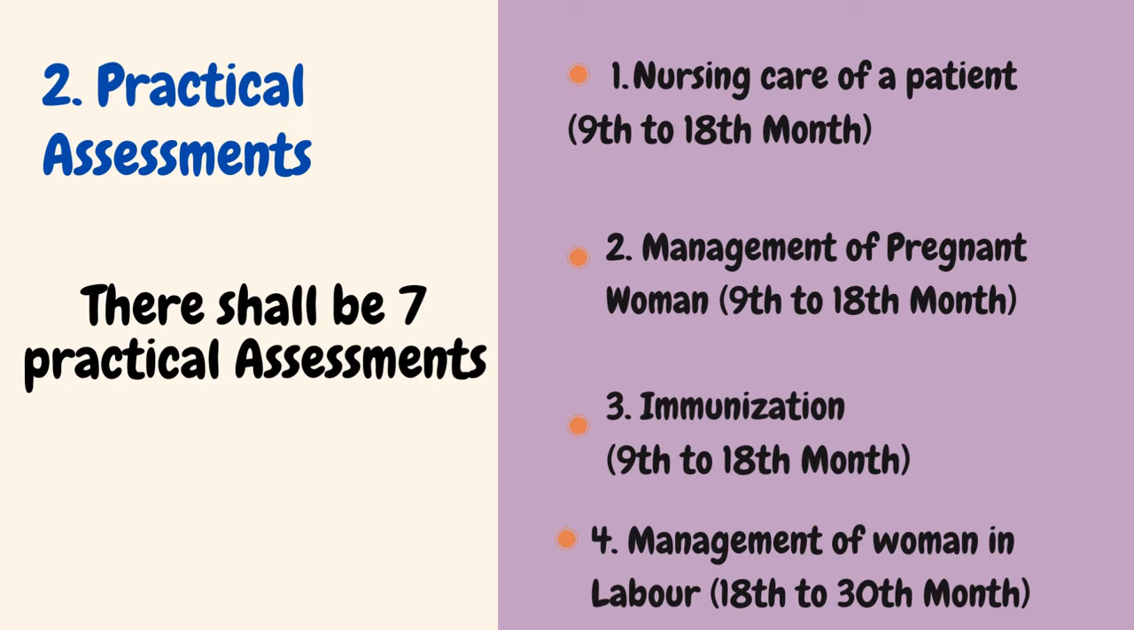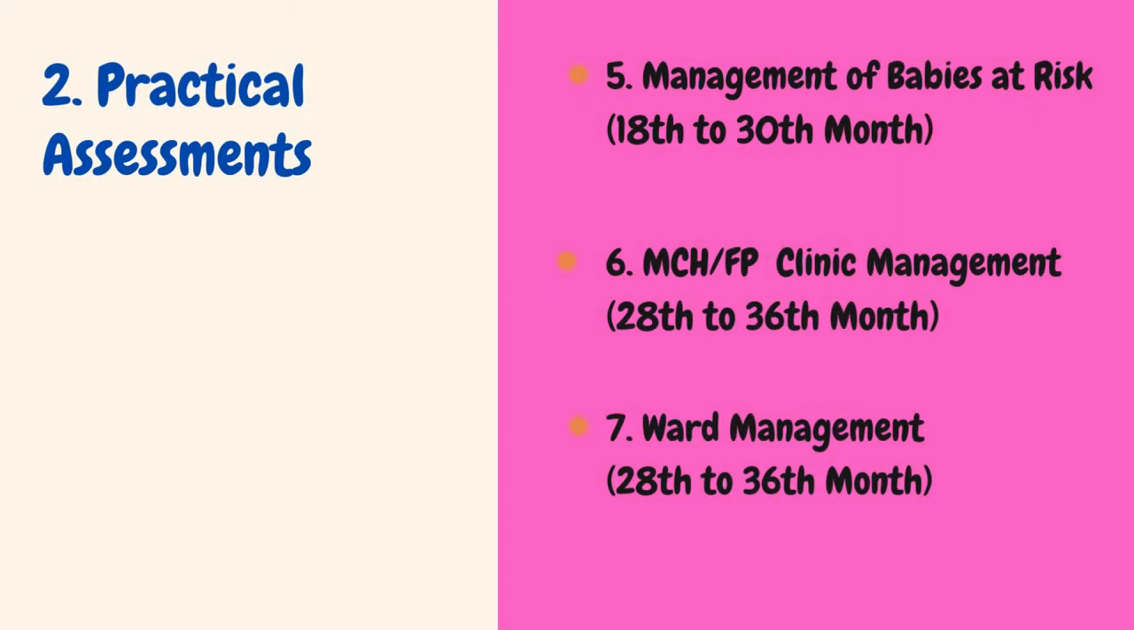Besides the management of a woman in labor, we have management of babies at risk. This is carried out between the 18th to 30th month of training as well. So you can see the management of a mother in labor and babies at risk is within the same period, 18th to 30th month of training. In an ideal setup, it should follow that order. There's no way you can do management of babies at risk when you've not done management of a mother in labor. So it's the mother who comes first before the baby.